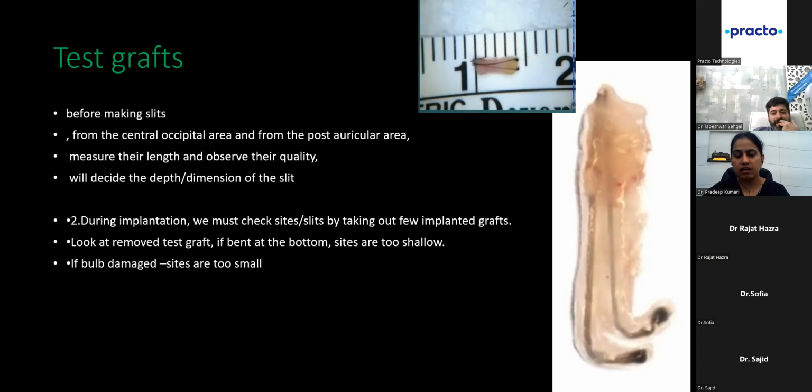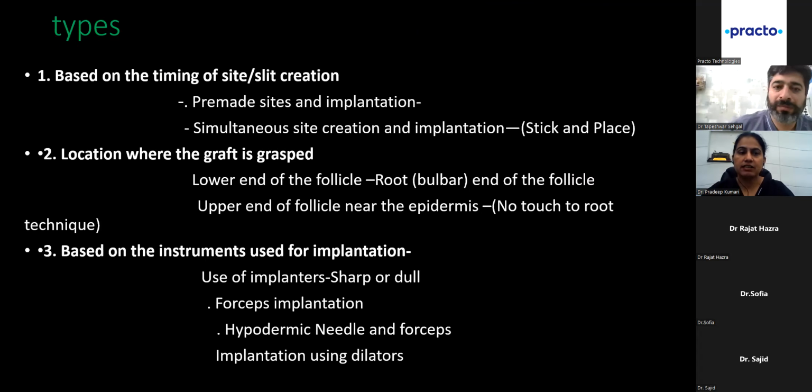And while implantation is being done, the slits are made by doing test grafts first. So 50, 20, 20, 30, 50 grafts are taken, they are measured, and then accordingly the slits are made. A slit size which is too narrow or too wide may not hold the graft nicely, and that can impact the density.